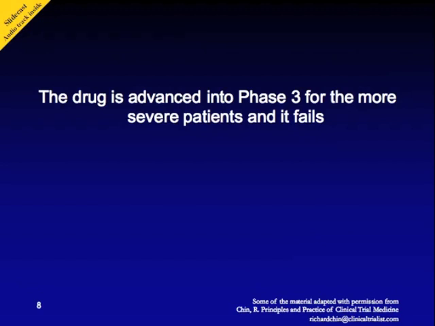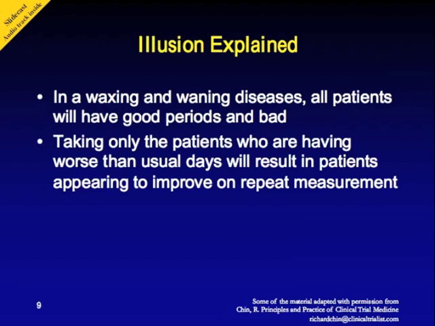The reason is this. In depression, like psoriasis or other waxing and waning diseases, patients tend to get better and worse spontaneously. They have good days and bad. Now, if you take patients who are having a particularly worse day than usual, and then you take another measurement later on, they will tend to have less severe disease because they get better and worse. And if you take them on their bad day, the next time you take a measurement, they'll probably be doing better, just from the natural course of the disease.